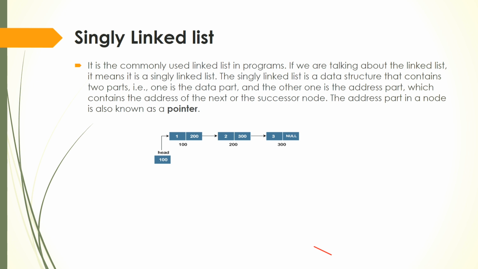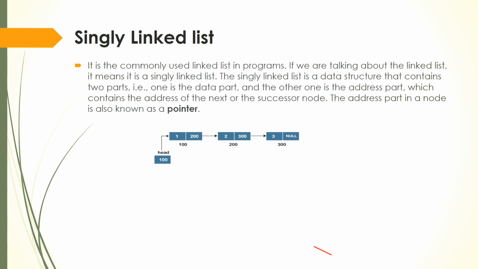Suppose we have three nodes and the addresses of these three nodes are 100, 200 and 300 respectively. The representation of three nodes as a linked list is shown in the diagram. We are observing in the figure that there are three different nodes having addresses 100, 200 and 300 respectively. The first node contains the address of the next node, that is 200. The second node contains the address of the last node, that is 300. The third node contains the null value in its address part, as it does not point to any node.